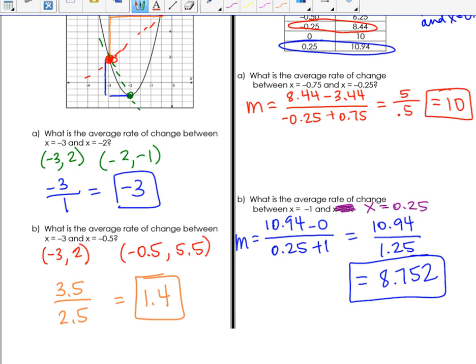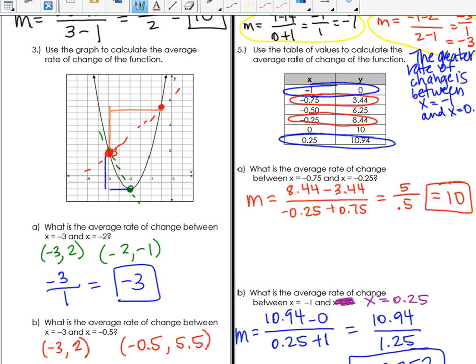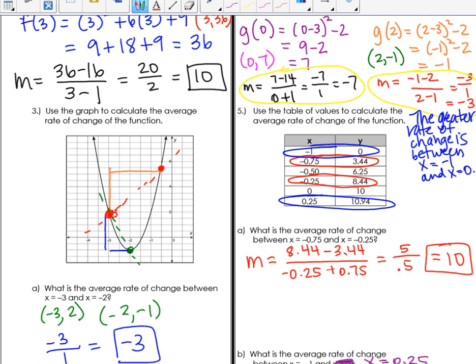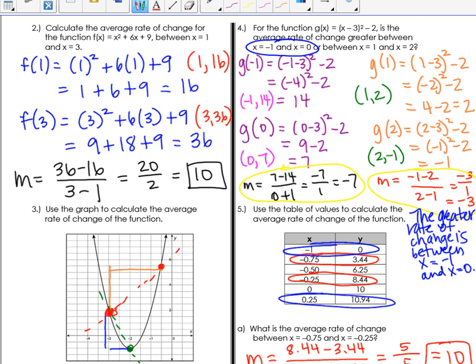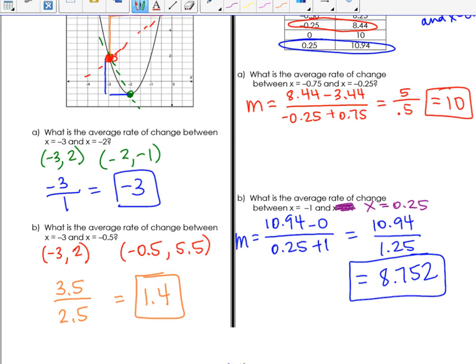Okay, so you're going to use that formula. And remember, sometimes you don't need the formula. Sometimes you can calculate it graphically in order to do your homework tonight.